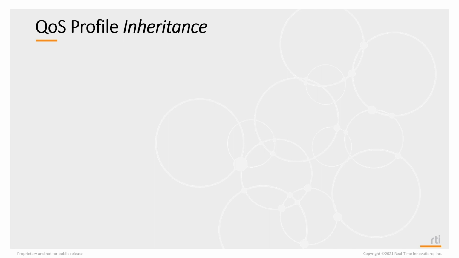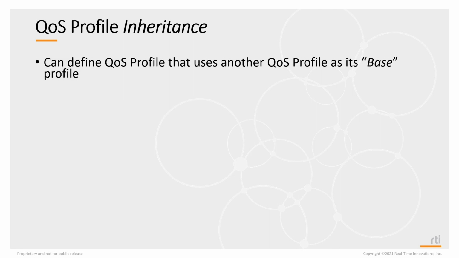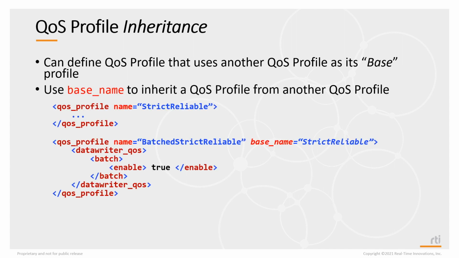QoS Profile Inheritance. When you define a QoS profile, you will start out with the documented default values for all the QoS policies. However, using QoS Profile Inheritance, you can start with the values defined by a different QoS profile. Basically, you're using that QoS profile as your base profile. To do this, use the base name attribute. So you use the base name attribute to inherit a QoS profile from another QoS profile.